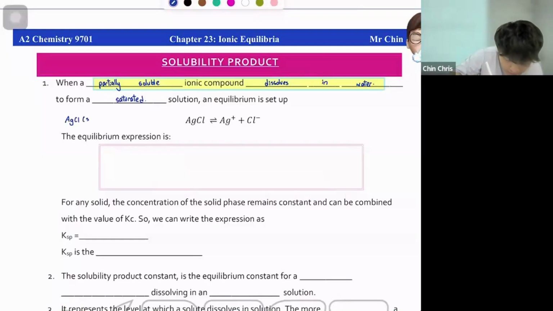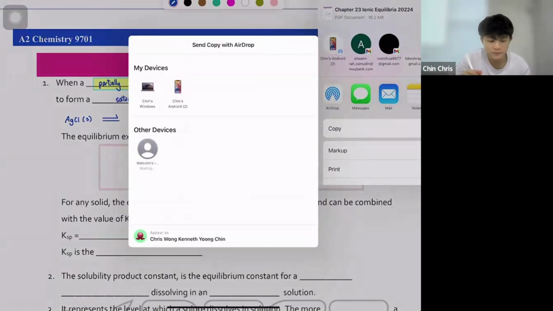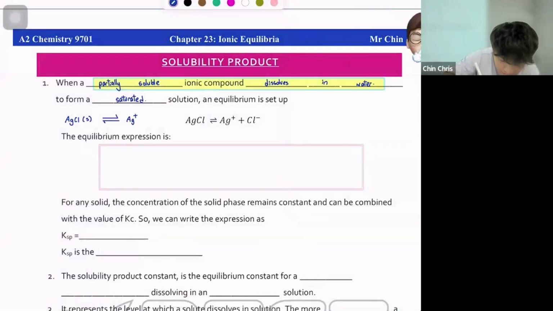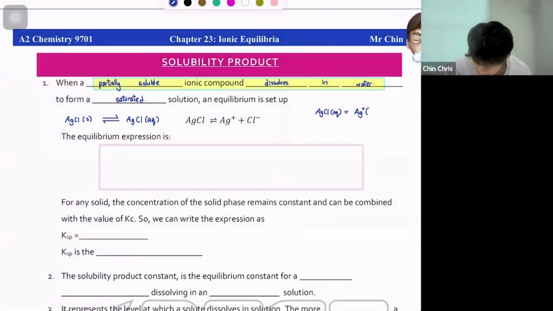AgCl solid dissociates partially, forming Ag plus and Cl minus. I just put it as AgCl aqueous first. AgCl aqueous is also the same as Ag plus and Cl minus, right? Correct. So they are basically the same thing. Usually I can just write it as AgCl solid turns into Ag plus aqueous, Cl minus aqueous. Understand? That's it.